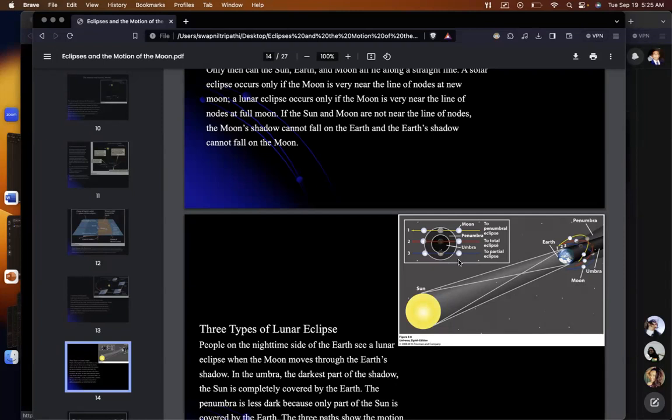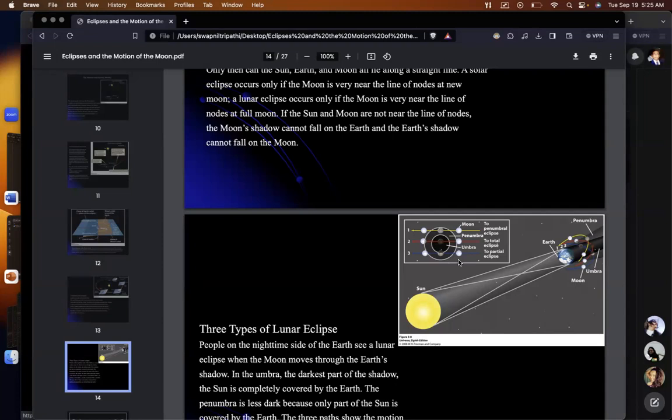And the Earth's shadow, as you can see, is quite big compared to the moon. Because the Earth is big, Earth's shadow is big. So there is more possibility of lunar eclipse happening, of moon passing through Earth's shadow, umbra or penumbra. So lunar eclipses are more common, more people have seen them.